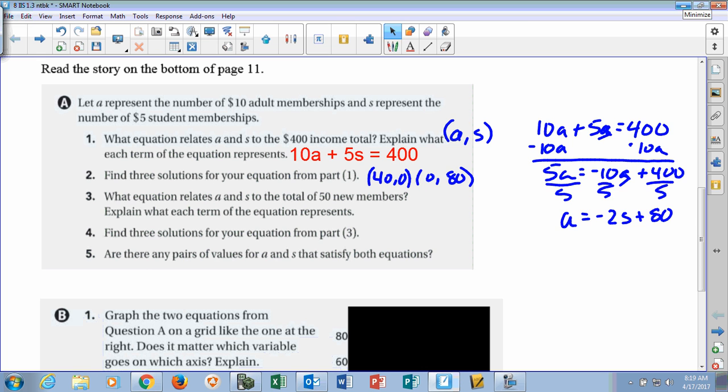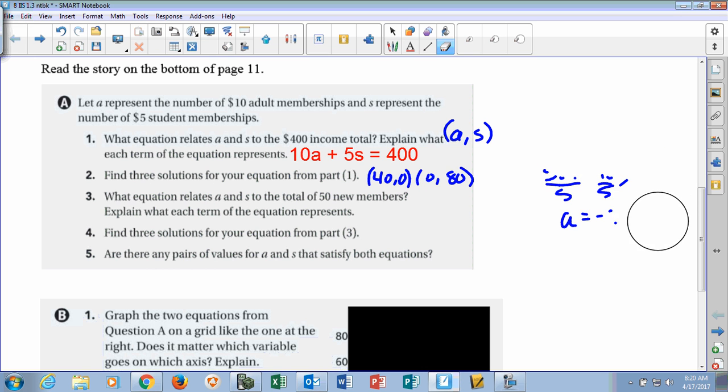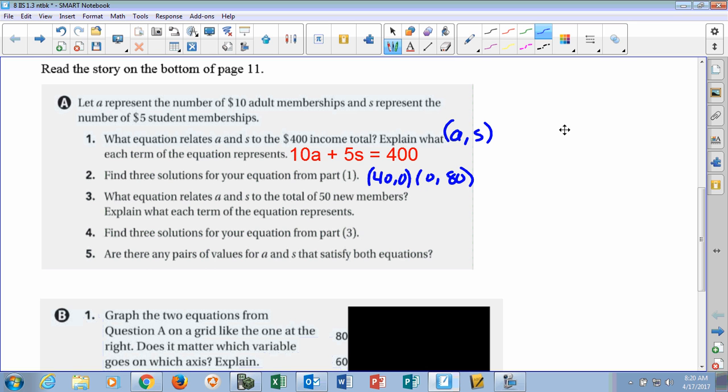All right, so let me erase this. So one group, I want to go around to another group. Give me a point that you found besides these two. Stephen, what'd you guys find? Give me another point that you found that makes this true. Did you guys find a point besides 0, 80 and 40, 0? What'd you find? 20 and 40? Okay.